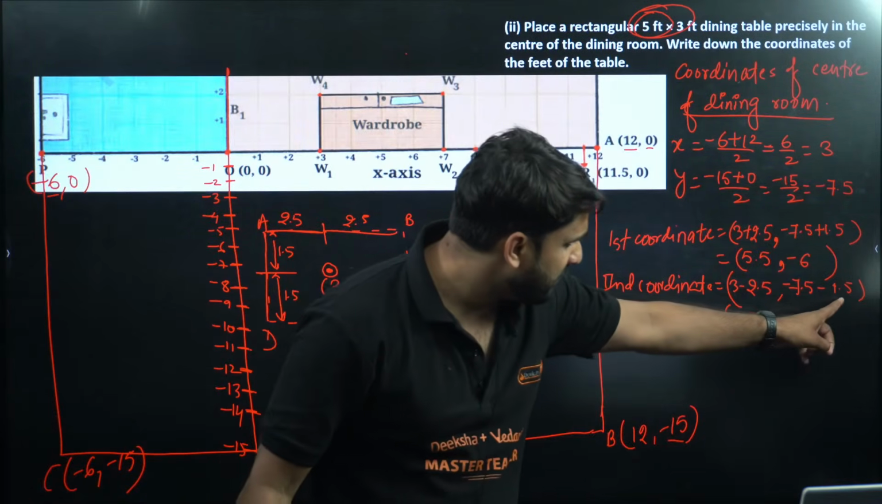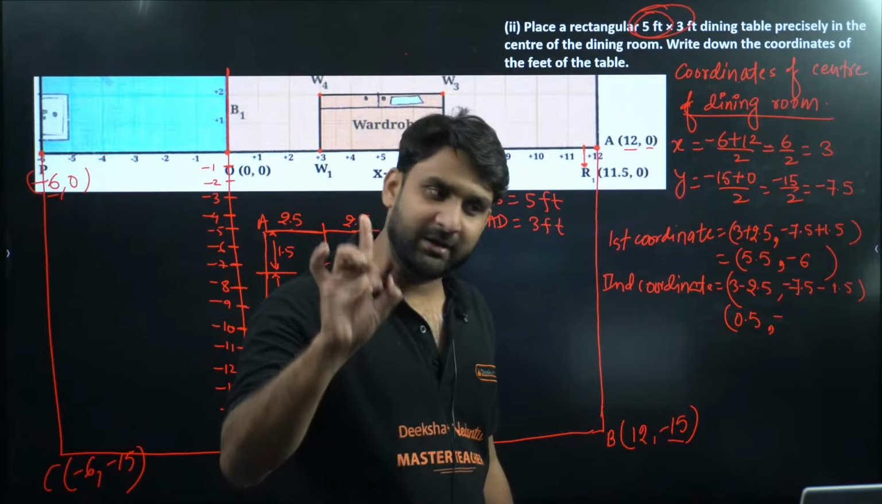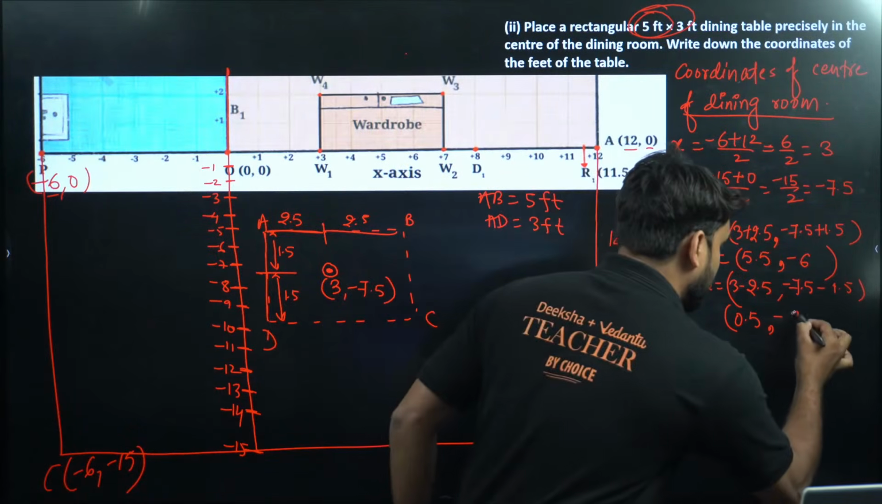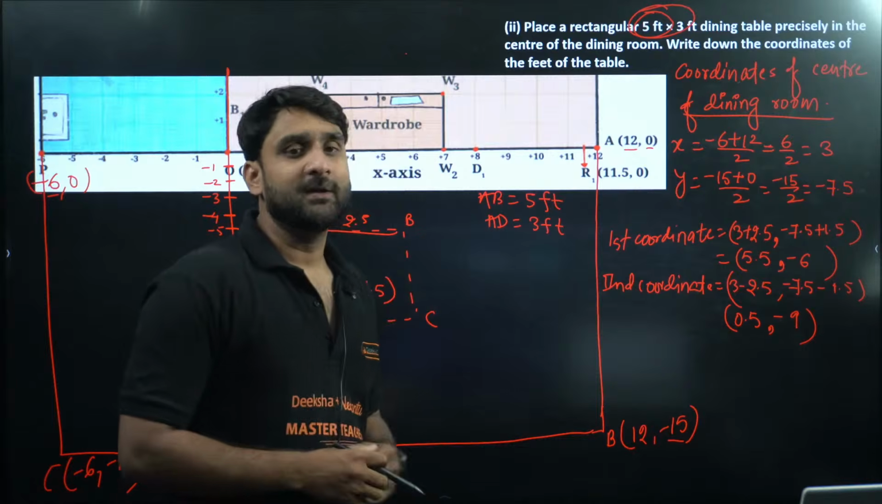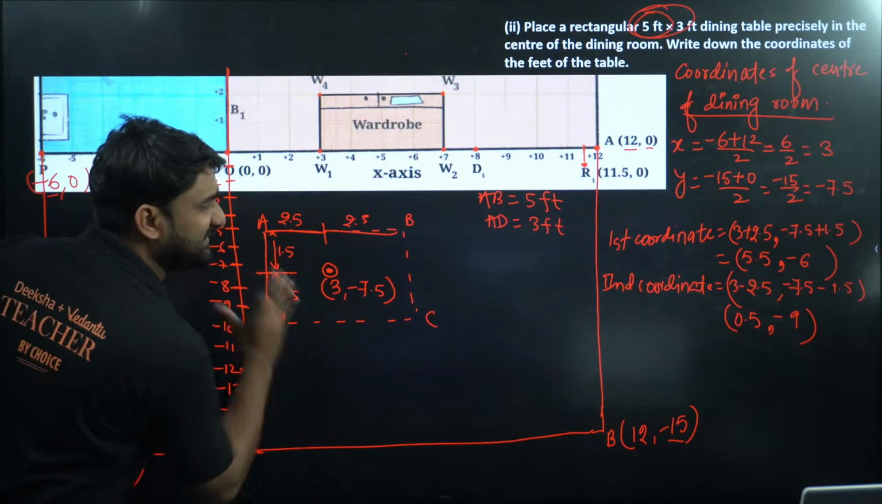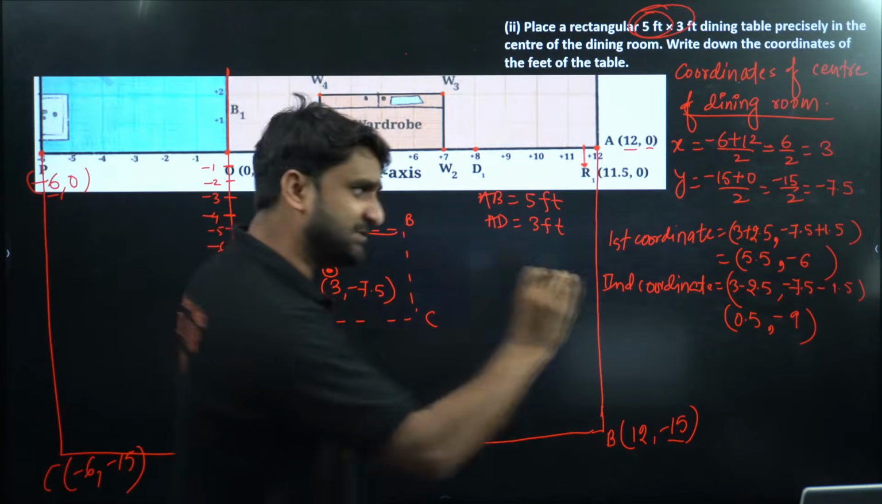Minus 7.5 minus 1.5, the sign will remain negative, so it will be minus 9. So the second coordinate will be 0.5 comma minus 9. I will tell you where we'll be placing the coordinates, don't worry. Just wait a little while. First find out the coordinates.